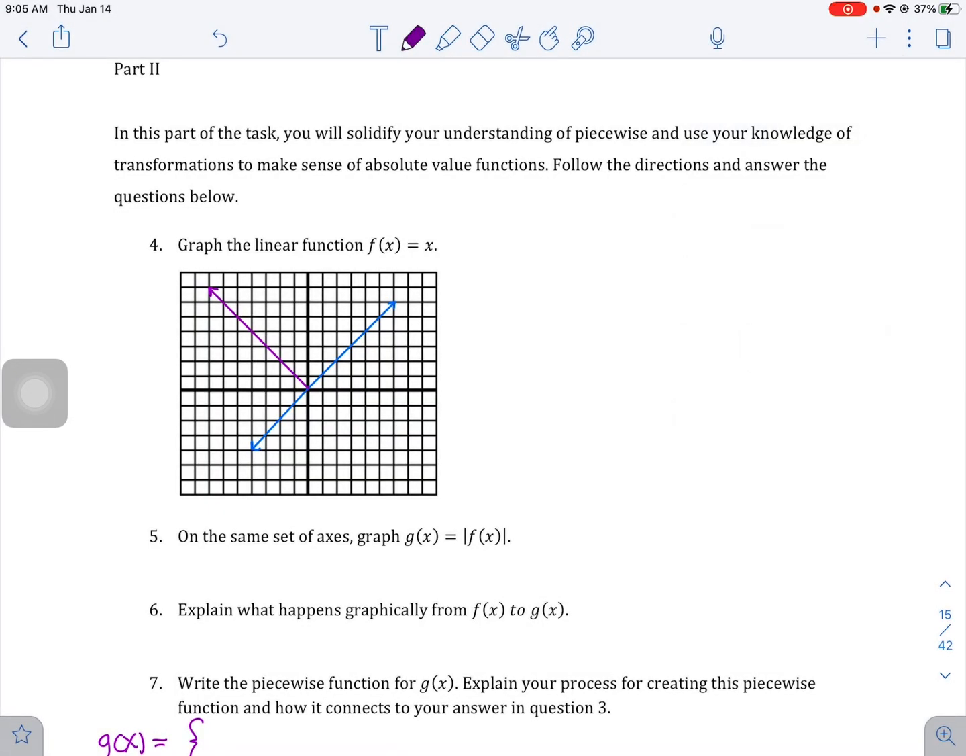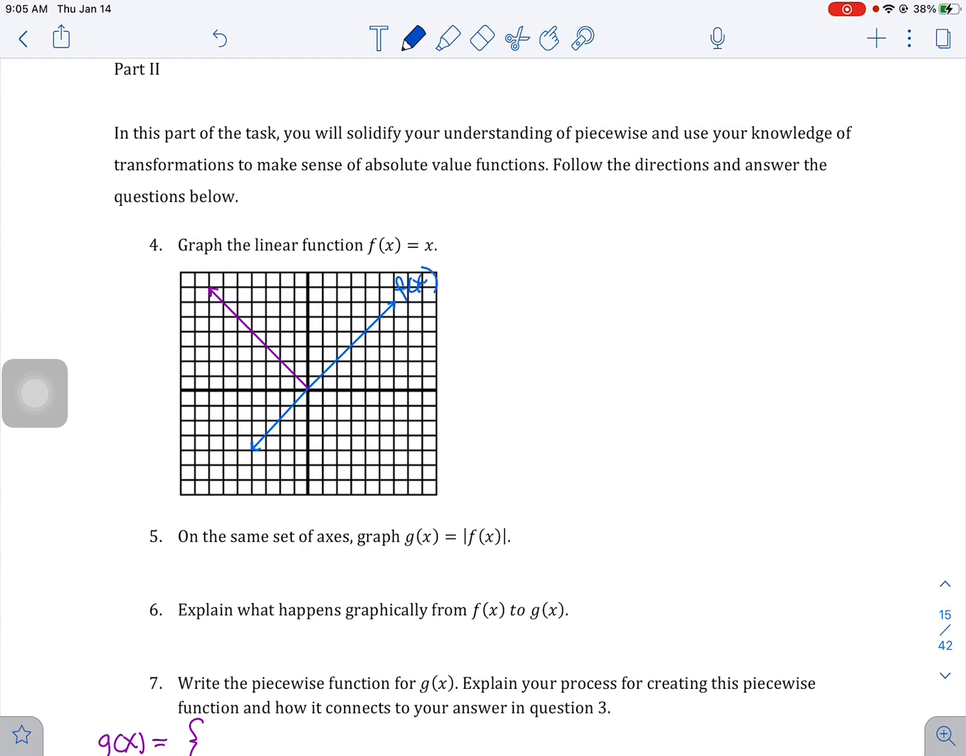Welcome. For this one, we're going to do the 4.3 part 2, starting with graph the function. First you have f of x equals x. So here's your f of x.